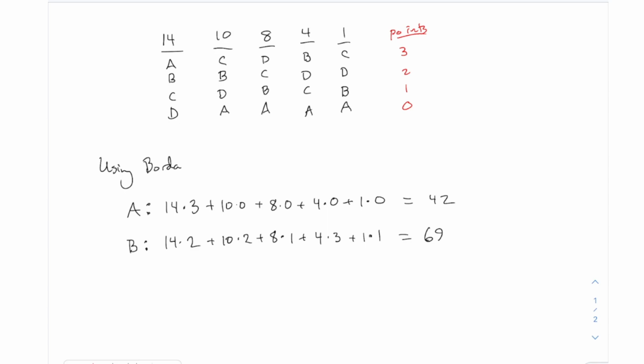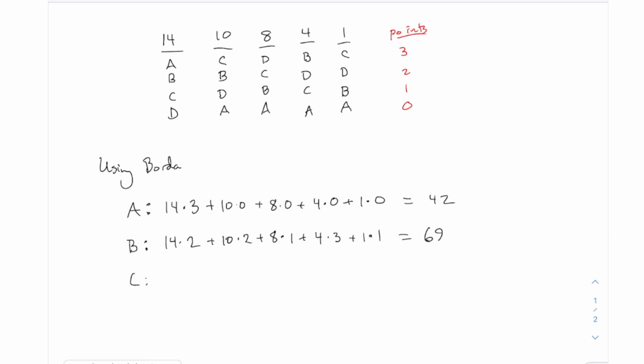Could you just explain how you got the points again? Yeah, so the points are according to which position the B is in. So in the first column, B is getting 2 points because it's in the second position. This column, it's 2 points. Here it's 1 point. Here it's 3 points. Here it's 1 point. Thank you. All right, let's continue.